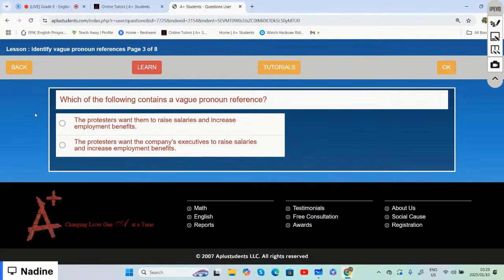The next one says, which of the following contains a vague pronoun reference? Option one that says the protesters want them to raise salaries and increase employment benefits. Or option two, the protesters want the company's executives to raise salaries and increase employment benefits. We need to identify the vague pronoun reference within the sentence.